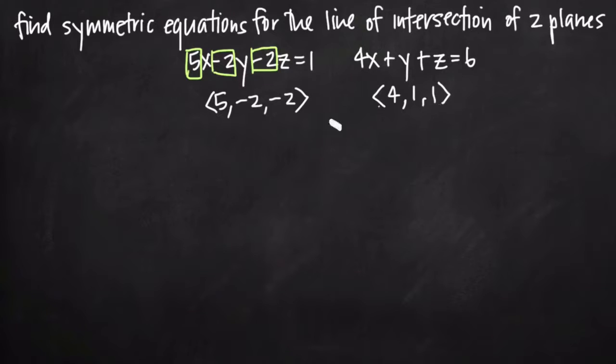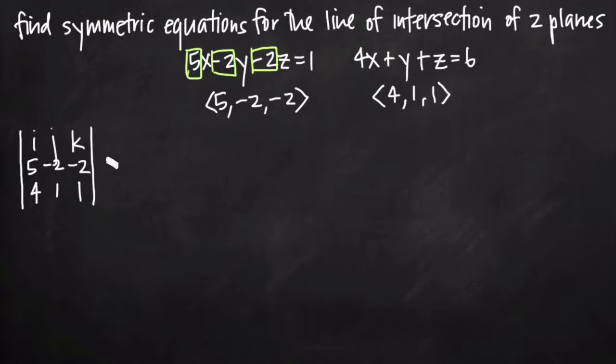Now that we have two normal vectors, we can take their cross product. The result will be a vector which is perpendicular, or orthogonal, to both of these vectors, and that resulting vector will then be parallel to our line of intersection. So here's what our cross product looks like. We always do a 3x3 matrix here, and in the first row, we put i, j, and k. In the second row, we take our first normal vector, 5, -2, -2. And in the third row, we take the second normal vector, 4, 1, 1.